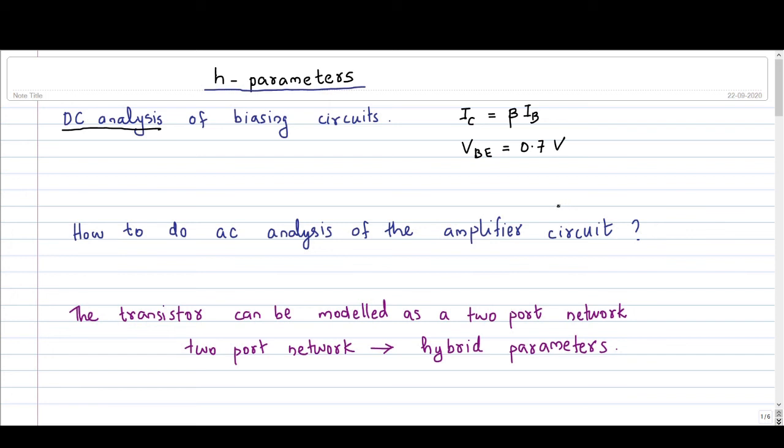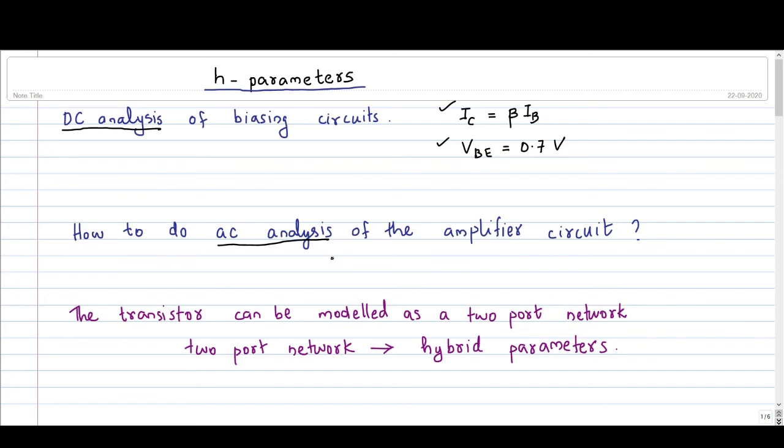Suppose now we apply an AC signal to the transistor amplifier, then how to do the analysis when an AC signal is applied? So that comes under AC analysis of the amplifier. To do the AC analysis, these two equations, IC equal to beta IB and VB equal to 0.7 volt, are useful for the DC analysis, but they are not sufficient for AC analysis. For AC analysis, we need a more detailed model of the transistor, and there are several transistor models available. So what we are going to study is hybrid parameter model of BJT or H parameter model.